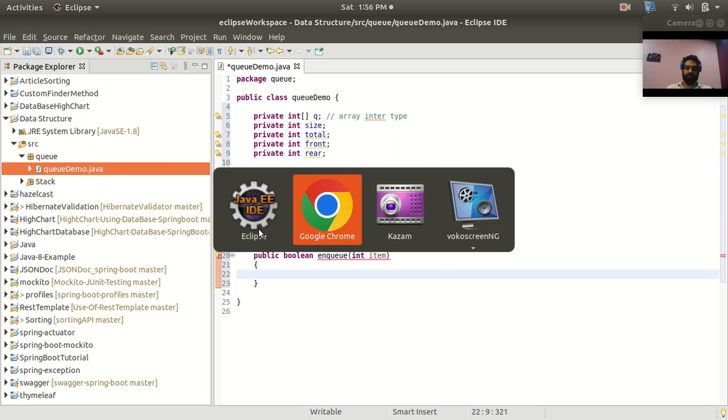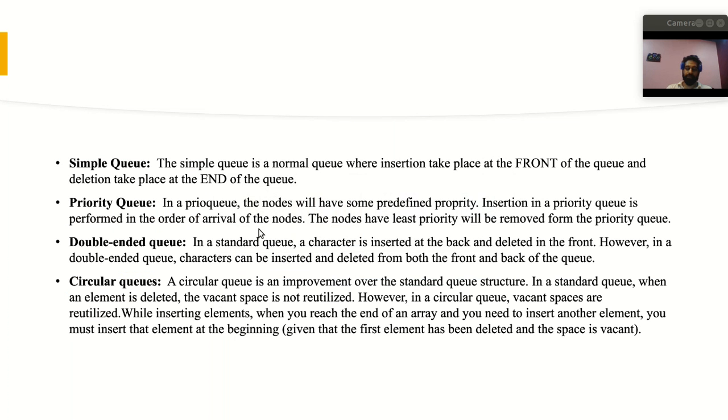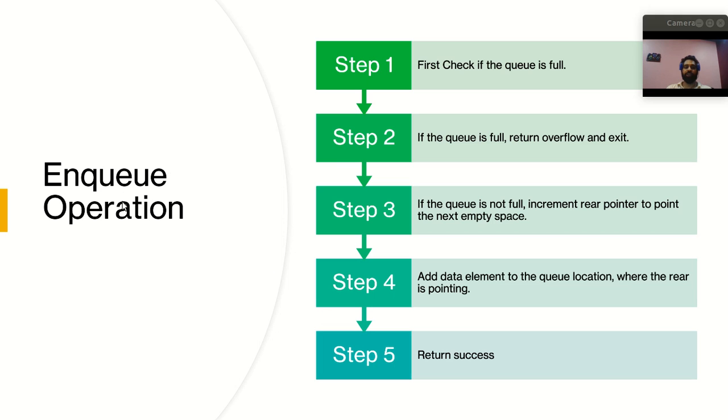For that, I would like to take you here. For the enqueue operation, you have to first check if the queue is full. Always we have to check if the queue is full. If the queue is full, then we will throw an exception saying that it is an overflow, and then we will exit from our program. And if the queue is not full, then we will increment the rear pointer to point to the next empty space, because you know that from the rear only we are going to insert the data, right?